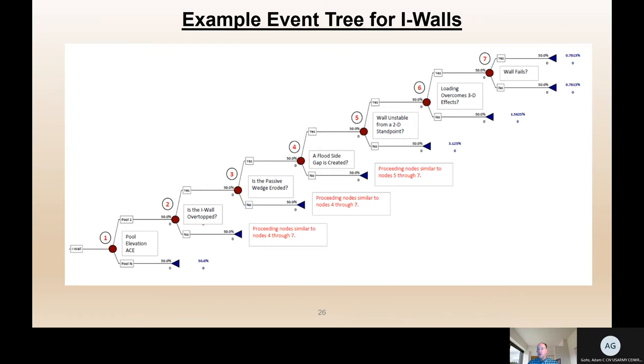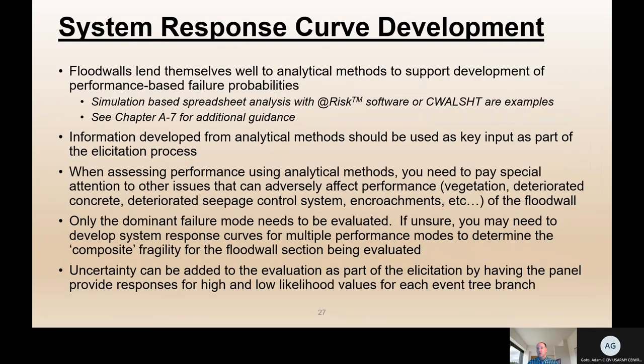And of course, node 2 is really critical, because if the wall is overtopped and the answer is yes, then you can get a failure because the passive wedge erodes. And if the answer is no, you can get a failure because you could get a floodside gap forming. So study those. And then system response curve development.